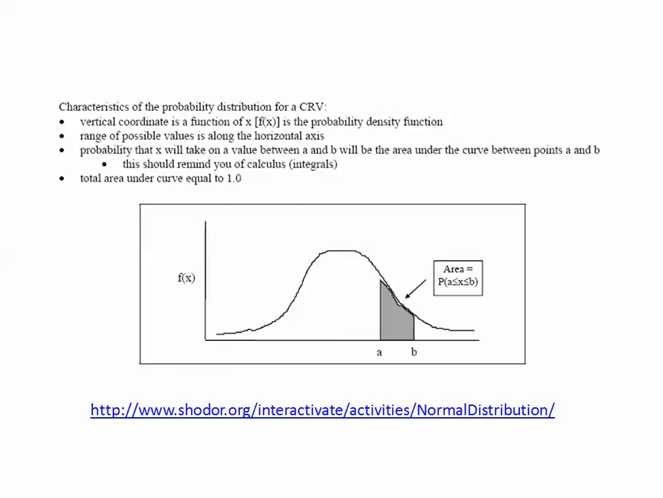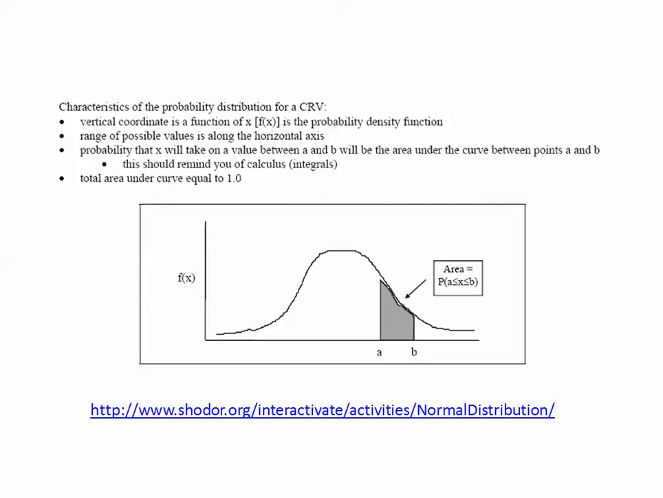So the characteristics of a continuous random variable. The vertical coordinate is a function of the probability density function. What does that mean? That means that it's the probability that the outcome will be that number or within a range of numbers. The range of possible values is along the horizontal axis. A normal distribution can take any value between negative infinity and positive infinity.